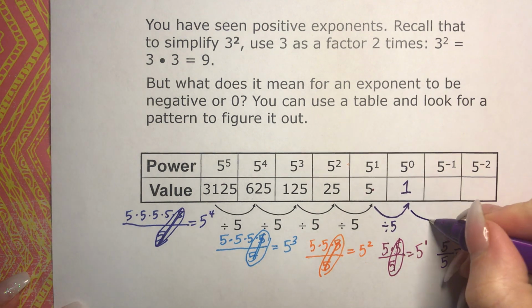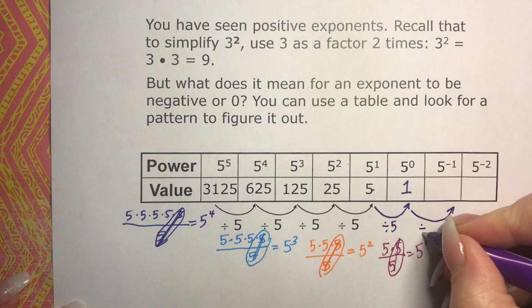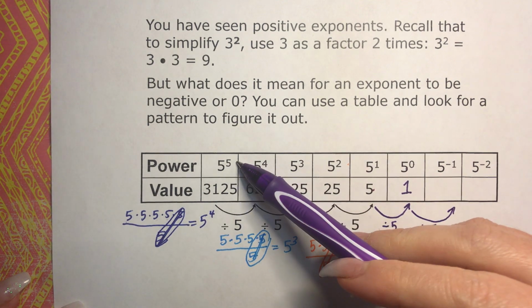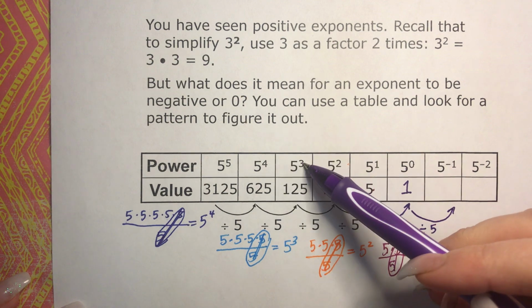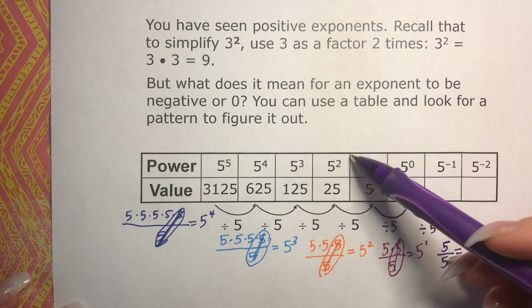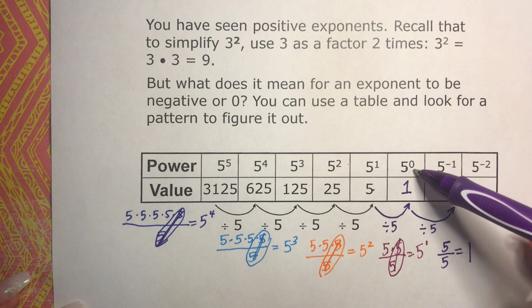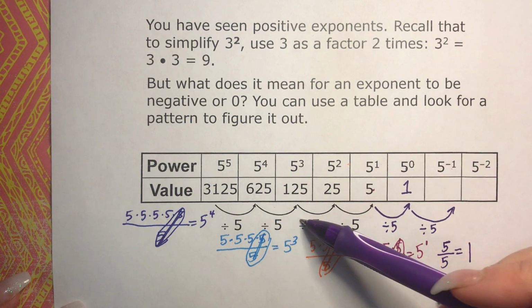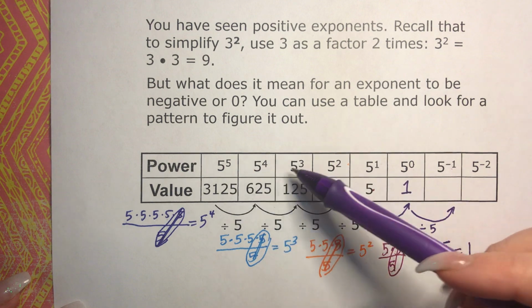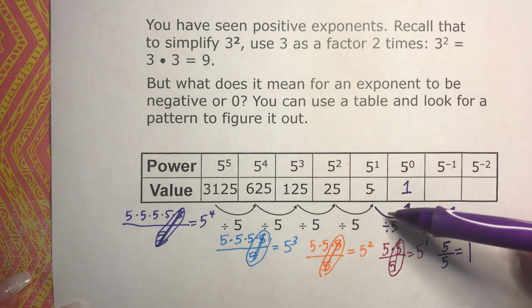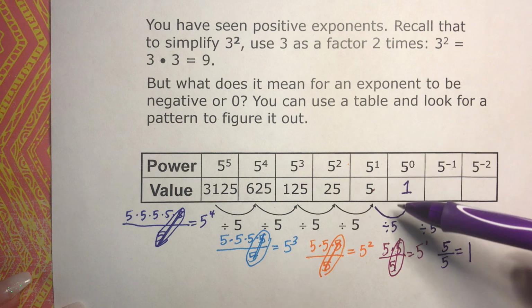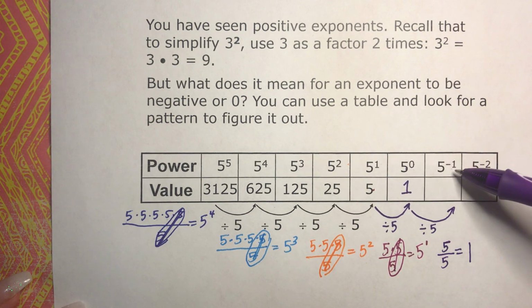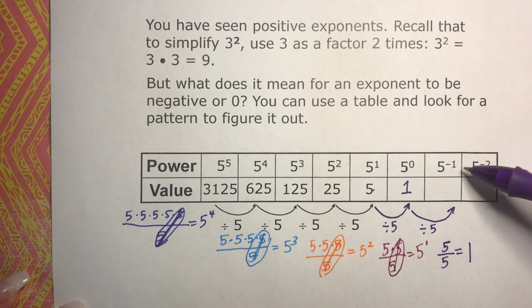Well, if we divide this by 5 again, right, if you look at these exponents, what's happening? 5 minus 1 is 4. 4 minus 1 is 3. 3 minus 1 is 2. 2 minus 1 is 1. 1 minus 1 is 0. So if I went 0 minus 1, what's the pattern? We're dividing each thing by 5 and the exponent's going down by 1. So if we keep dividing by 5, 1 minus 1 is 0, and 0 minus 1 is going to give us negative 1.